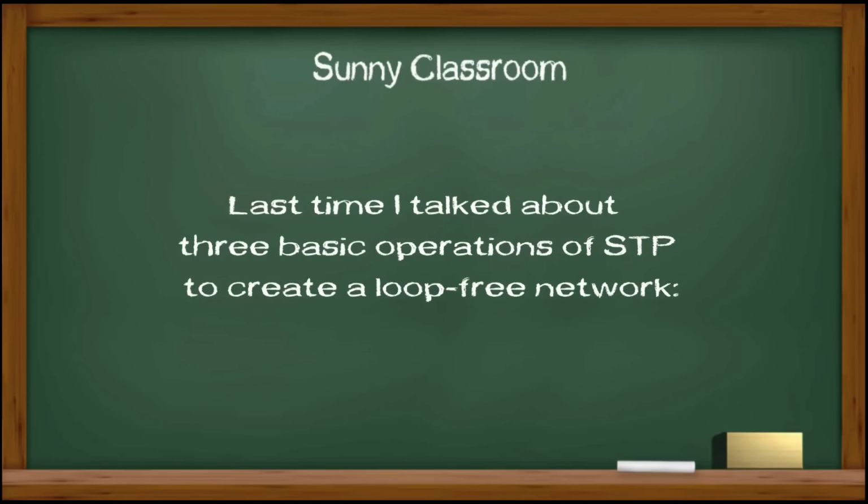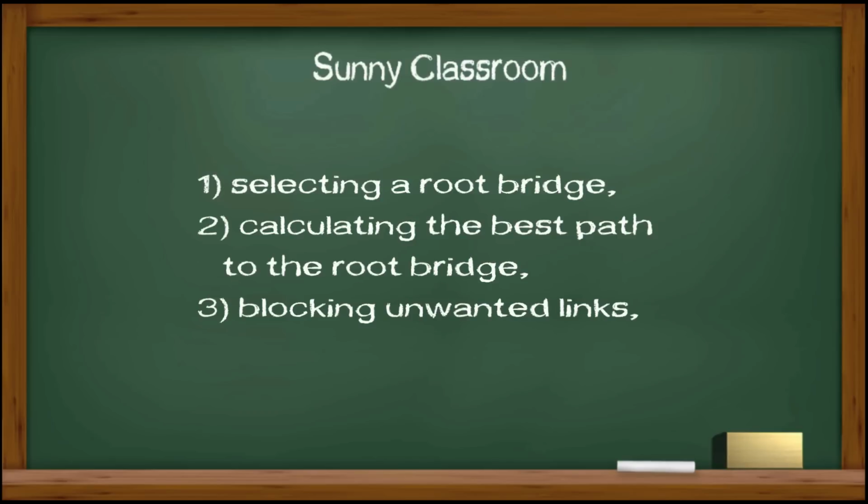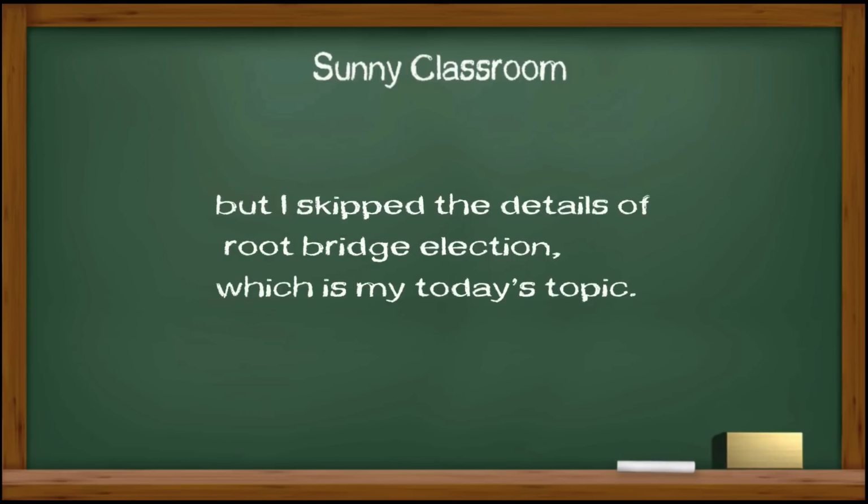Welcome back. Last time I talked about three basic operations of STP to create a loop-free network: selecting a root bridge, calculating the best path to the root bridge, and blocking unwanted links. But I skipped the details of a root bridge election, which is today's topic.